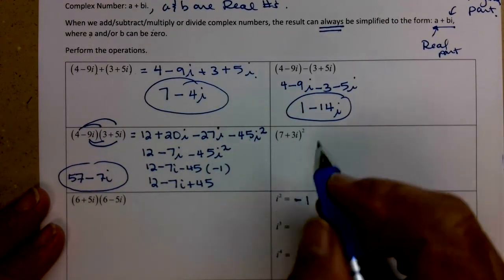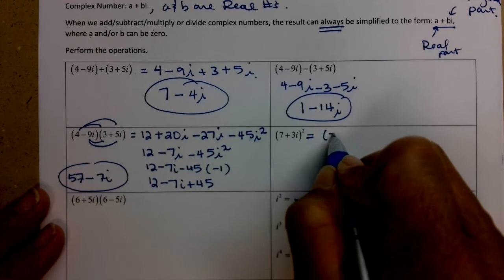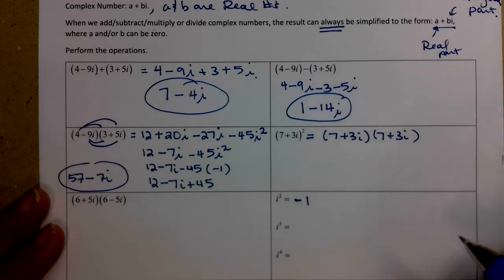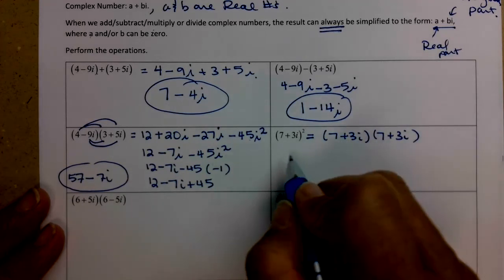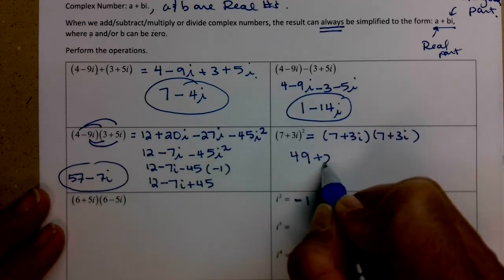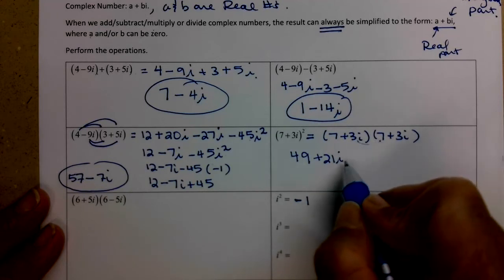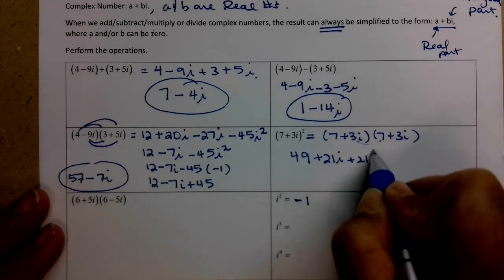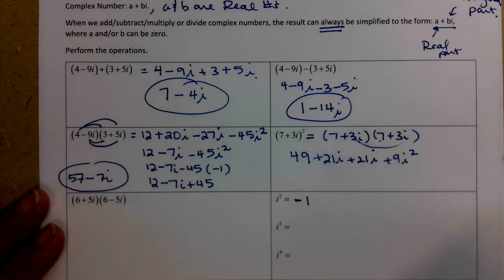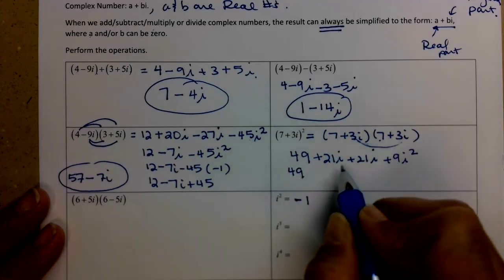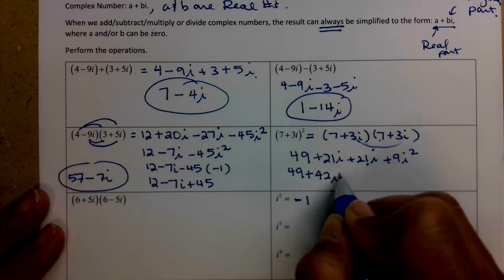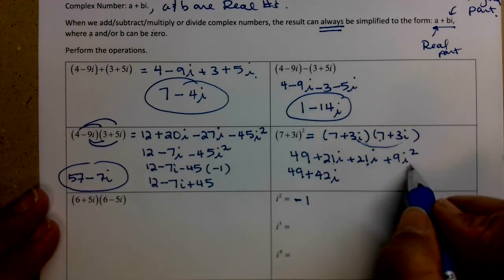Okay, 7 plus 3i quantity squared. Again, make sure you write it out and multiply and get that middle term. So 7 times 7 is 49. 7 times 3i is plus 21i. Plus 21i. And then last, plus 9i squared. 49. 21i plus 21i is plus 42i. And then plus 9i squared.